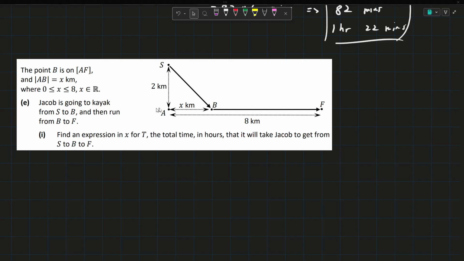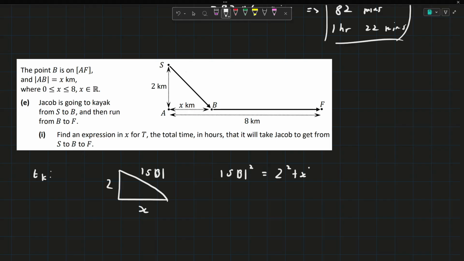So then we're given a new diagram, and we're told that he's going to kayak from S to B and then run from B to F, and we're asked for the total time. So let's first of all look for the time for the kayaking. So we have to figure out what the distance from S to B is, and again we can use Pythagoras' theorem. We have 2 and x, and this is the distance SB, so the distance SB squared will be equal to 2 squared plus x squared. So that means that the distance SB will just be equal to the square root of 4 plus x squared.